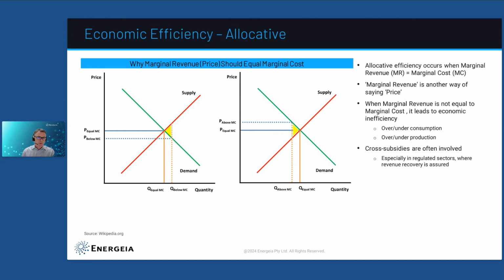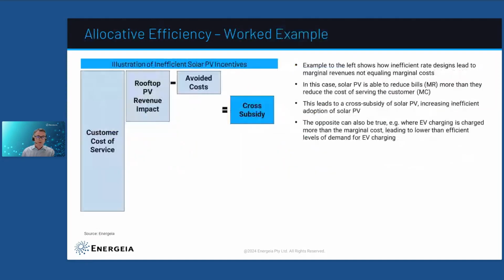So the other key principle here is one of, well, actually, let's go through the worked example first. So what happens if we don't have marginal cost equal to marginal revenue and price, i.e. that your consumption or reduction in consumption reduces your bill more or less than the actual reduction in cost to serve you. So here we have a customer cost to serve, just conceptual.